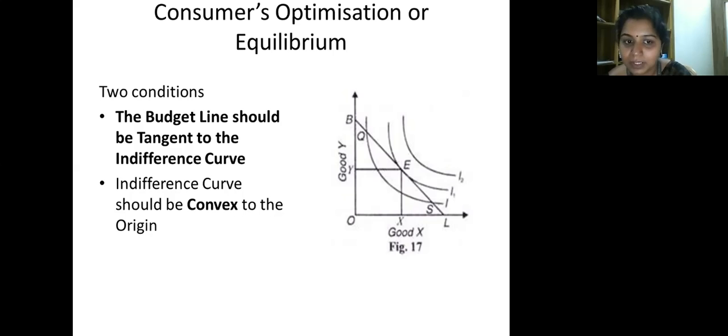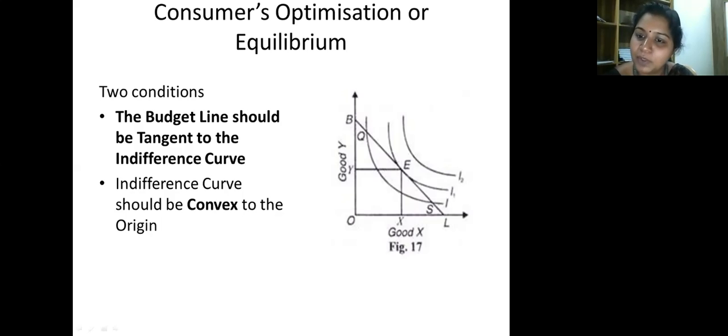So these are the two conditions. One is it should be convex to the origin, and second point is it should be tangent to the indifference curve. So if a point is fulfilling these two conditions, then that will be the equilibrium point.